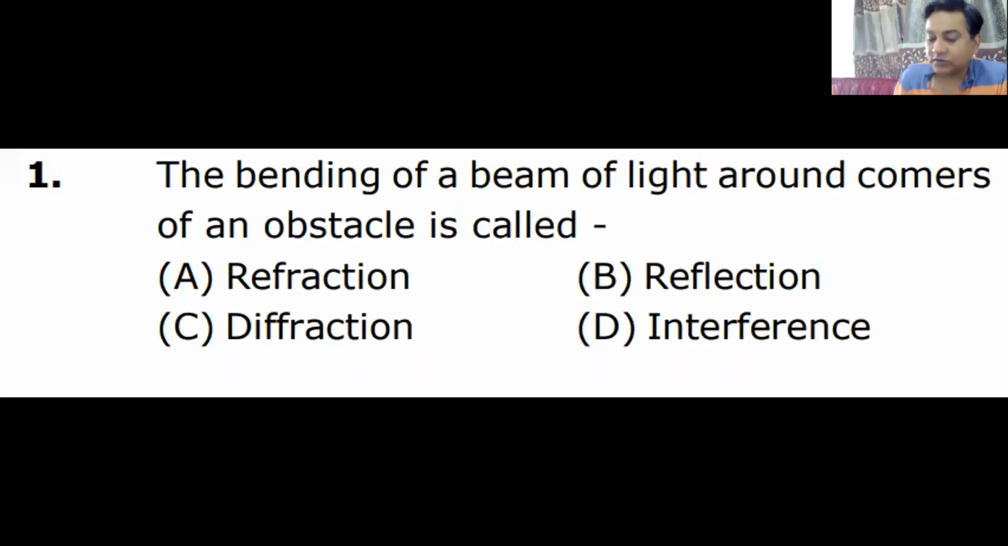Then let us move and solve some questions. This is question number 1. So very straightforward one. The bending of a beam of light around corners of an obstacle is known as what? A, B, C, D. 1, 2, 3, 4. What is the answer?